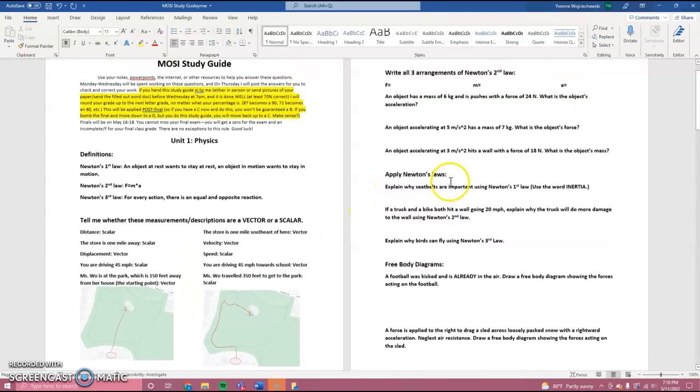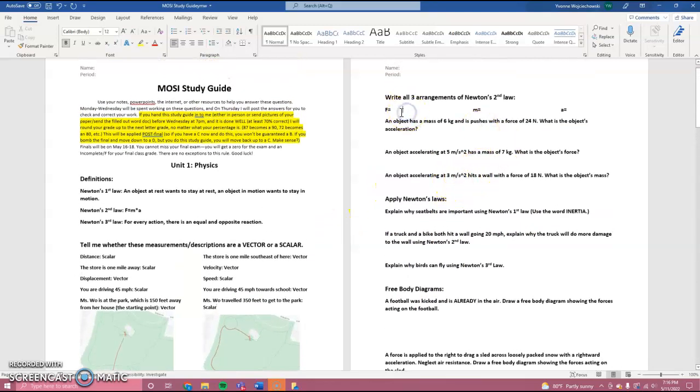Okay, cool. Moving on to this page. Write all three arrangements. F equals m times a, that we have in the beginning. If we want to get m by itself, we have to divide both sides by a. The two a's would cancel out. Having a divided by a is 1. M times 1 is just m. But then on the other side, we would have F divided by a. So m equals F over a.